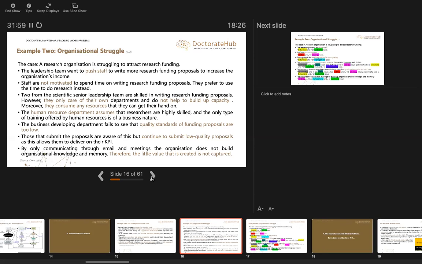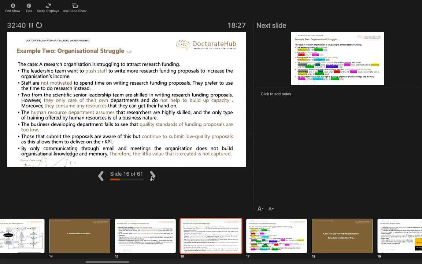Now, two from the senior scientific leadership team are skilled in writing research funding proposals. However, they only care about their own departments, and they do not help to build up the capacity in the organization. Moreover, rather contrary to that, they consume any resources in their organizations they can get their hands on. The human resource department assumes that researchers are highly skilled at the same time, and therefore they don't provide any training to the scientists on how to write research proposals. The business development department fails to see that quality standards of funding proposals are too low.